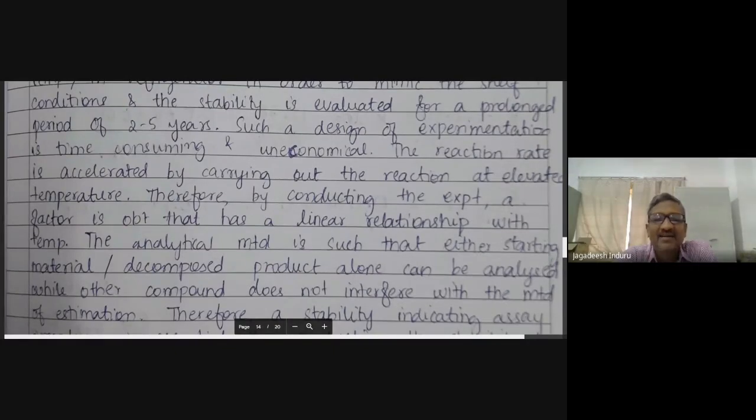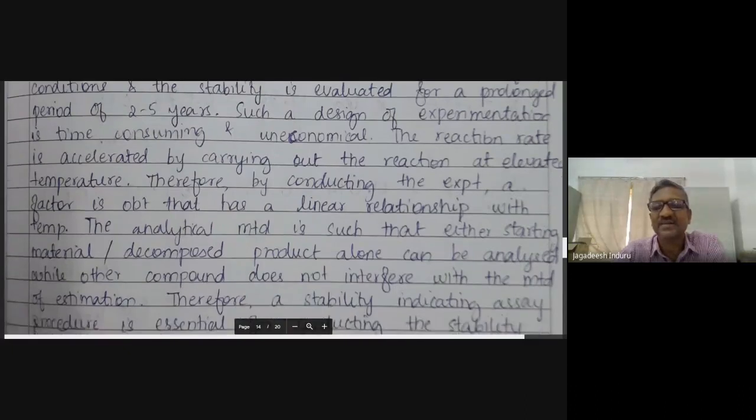So the analytical method we are going to use should estimate either the starting material or the decomposed product specifically in the presence of both. That method should not have any interference from the starting material and the degradation product, because if both appear and give us the same picture, then we cannot estimate how much drug is degraded and how much is remaining.